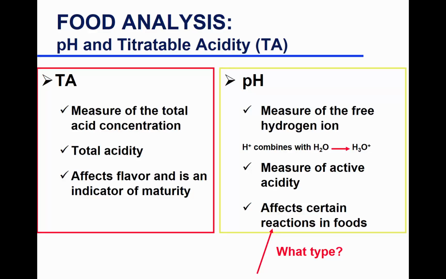So here it is, titratable acidity measures total acid concentration, that's what I said. In other words, it's total acidity, whether it's dissociated or non-dissociated. And it affects the flavor. And it's an indication of maturity because as the fruit ripens, the concentration of acid becomes lower and the concentration of sugar becomes higher.